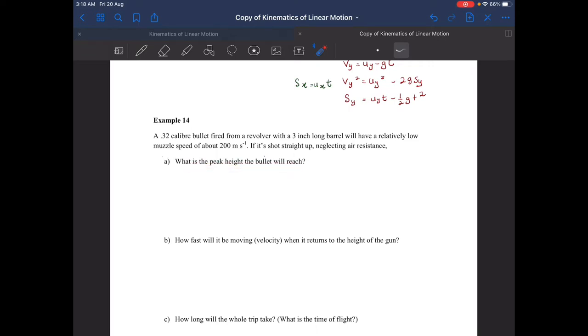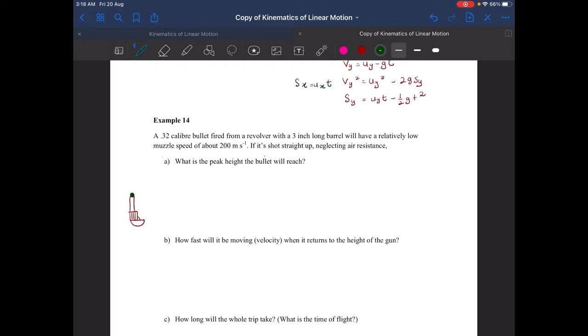So, let's try to draw the bullet over here. Let's say we have a pistol. This is the barrel. The question mentions the length of the barrel, which is 3 inch, but we ignore that. We look at where the bullet starts to come out, which we call the release point. Let's say this is the bullet.